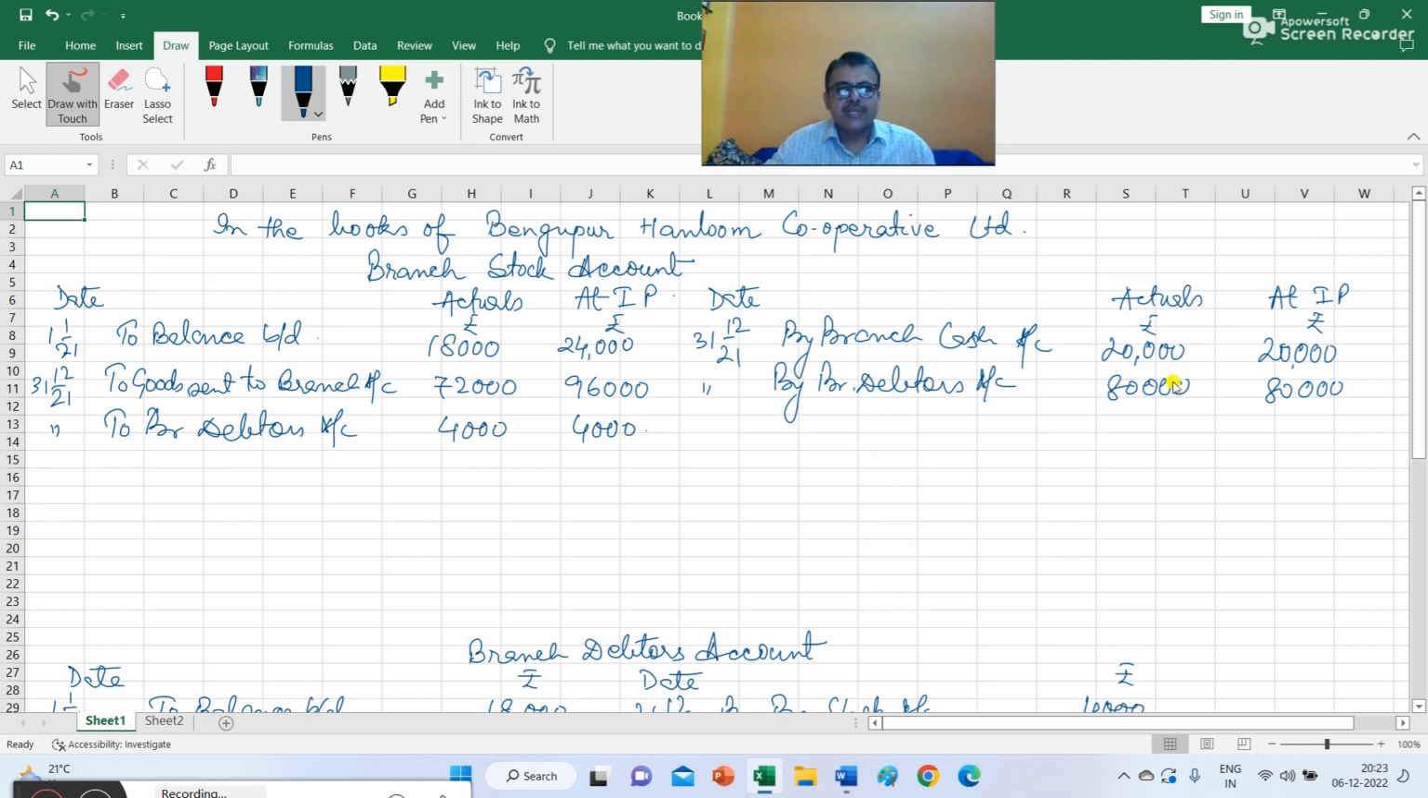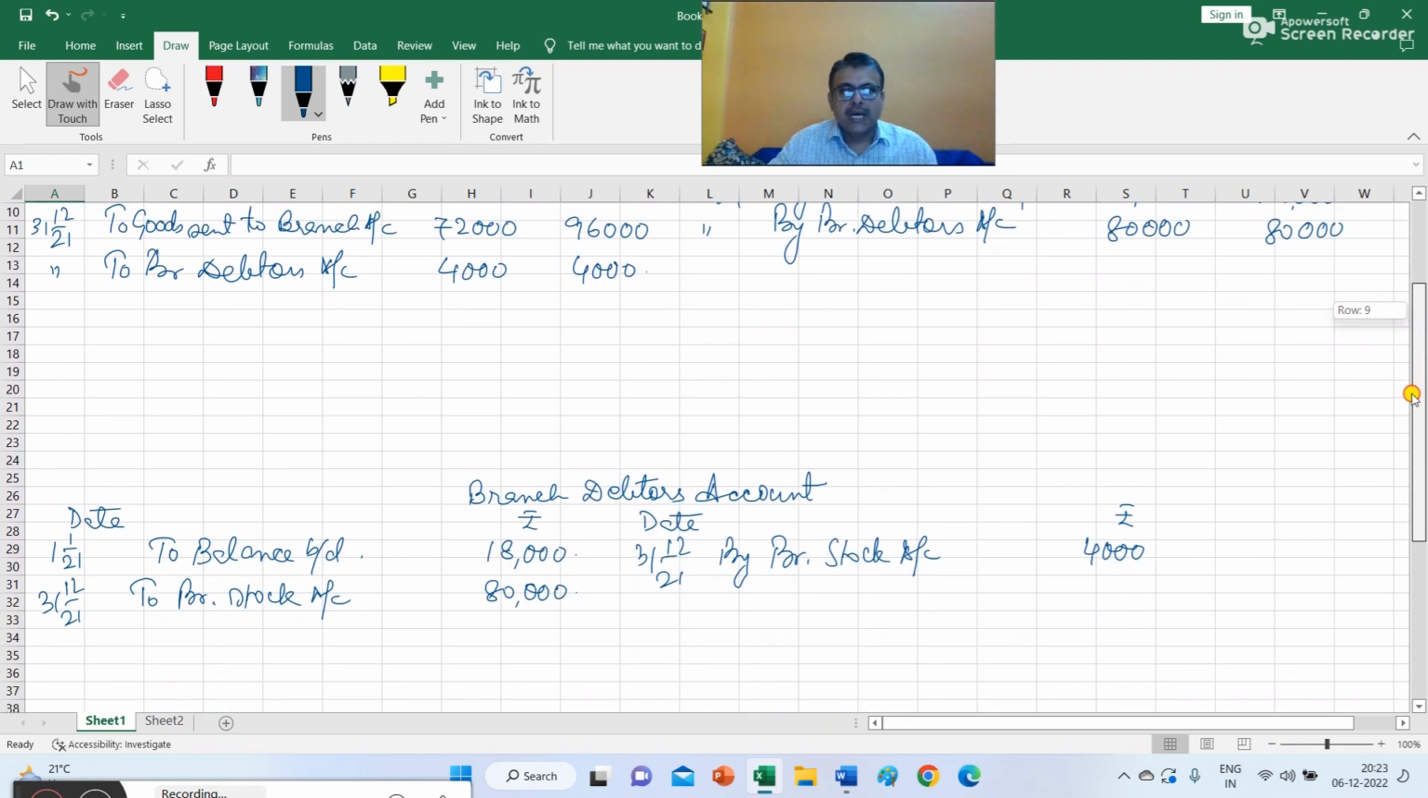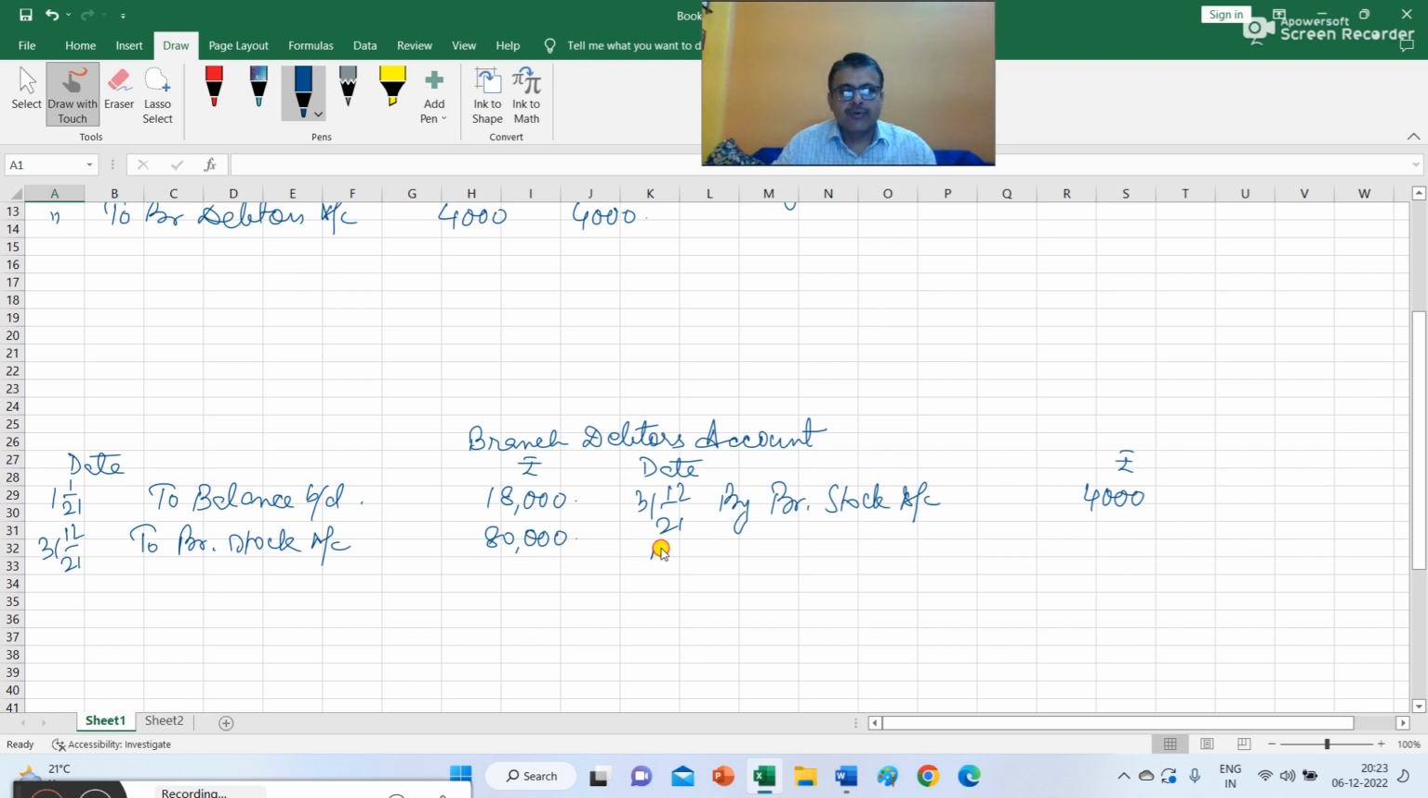Next is cash received from debtor. So in branch debtor account, you have to record as by branch cash 72,000. Next transaction is goods returned to head office at invoice price rupees 4,000.